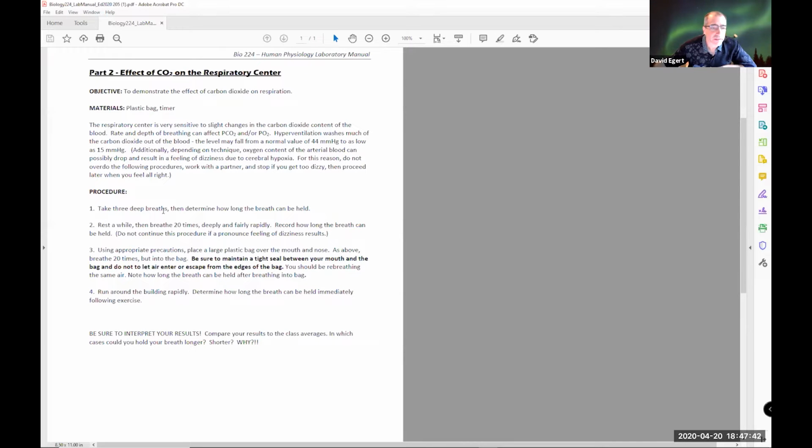And basically there are different conditions. One is kind of like a baseline. Take some deep breaths, time how long you can hold your breath till you just can't hold it anymore. That's your baseline. This is the hyperventilation. Do 20 really deep breaths, again deep and rapidly. You will get dizzy.